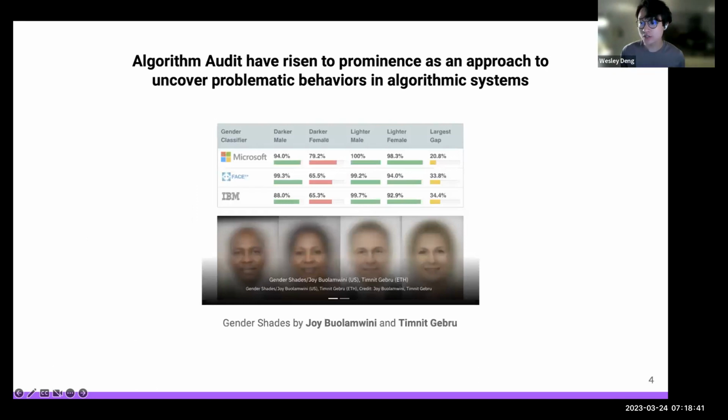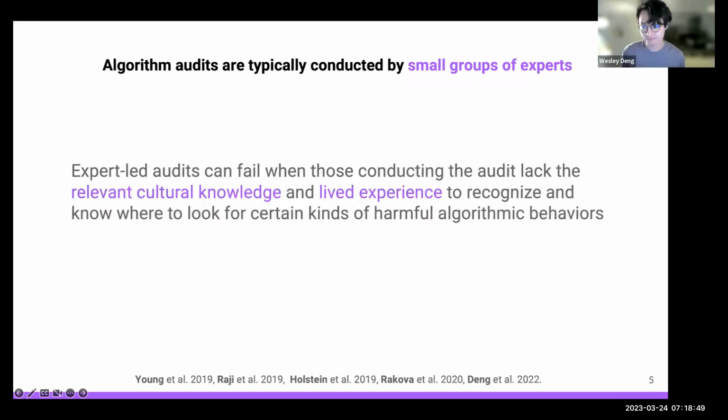For example, Gender Shades is an impactful algorithm audit project that surfaced harmful biases exhibited in facial recognition systems developed by several major companies. Today, algorithm audits are typically conducted by a small group of experts, such as industry practitioners, researchers, and activists. Although expert-led approaches have been highly impactful, they often suffer from major blind spots and fail to detect critical issues. For example, expert-led audits can fail when those conducting the audit lack the relevant cultural knowledge and the experience to recognize and know where to look for certain kinds of harmful algorithm behaviors.